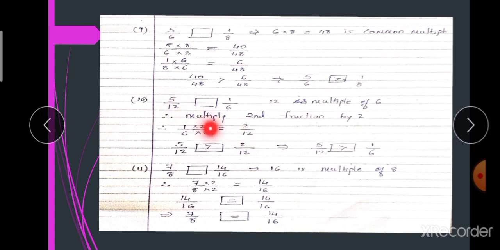So 5 upon 12 and 2 upon 12. We will compare now the numerators 5 and 2. So 5 is greater than 2, therefore 5 upon 12 is greater than 2 upon 12, or I can say 5 upon 12 is greater than 1 upon 6.